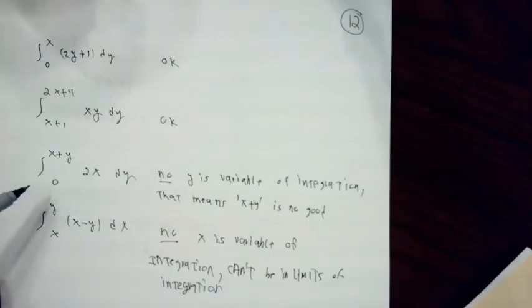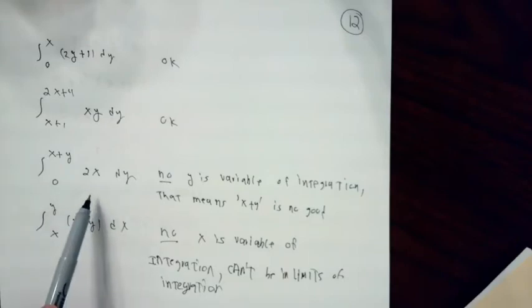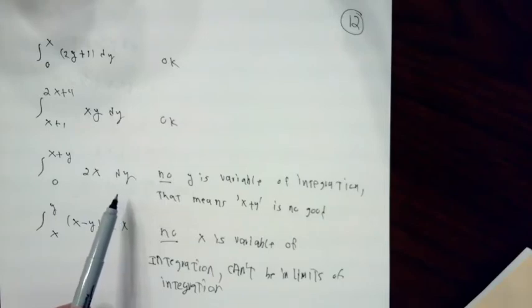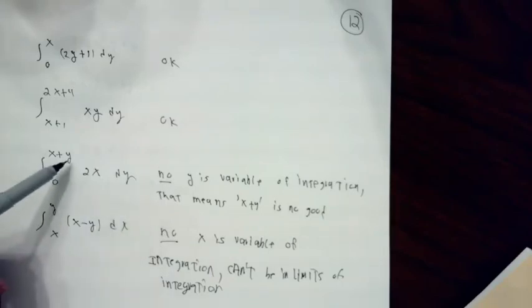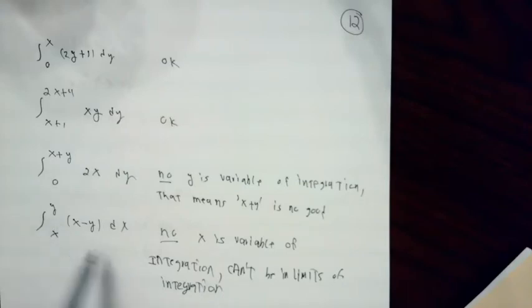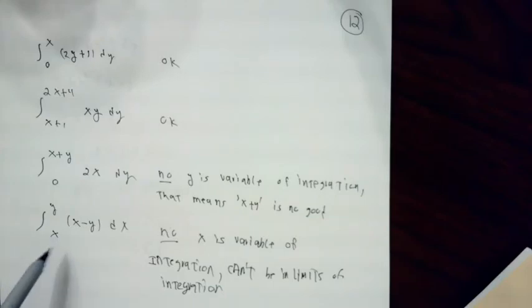This one is no good, though. The integral of 2x with respect to y must not show up in the limits of integration, but it does in this case. This doesn't even make sense, and the integral from x to y of x minus y dx means that since x is the variable of integration, it can't show up in the bounds of integration, and it does. So these two don't even make sense, but these two do make sense. We'll go on and calculate the two that make sense.